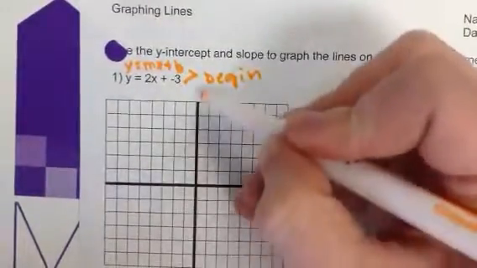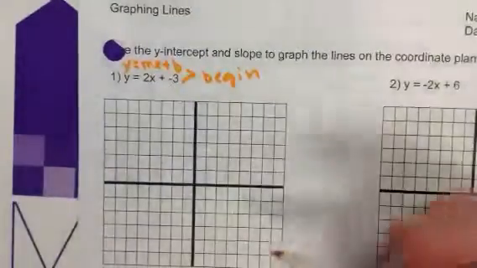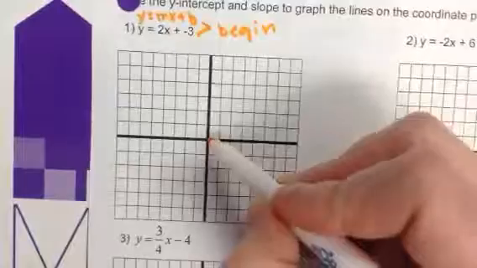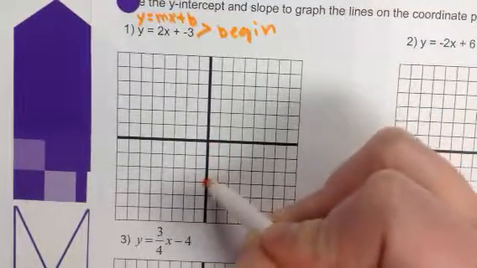So on the y-axis here on number 1, the y-intercept is -3. So from the origin, count down 1, 2, 3, and put your first point.